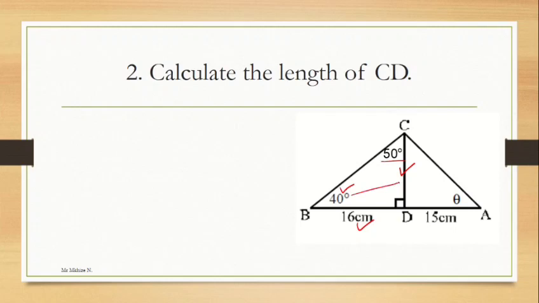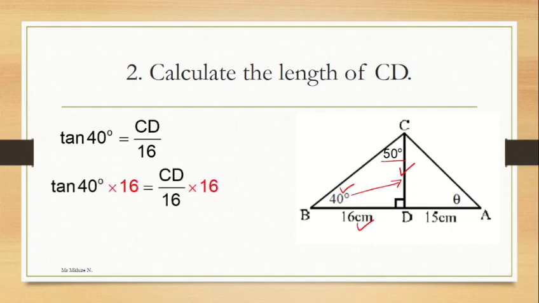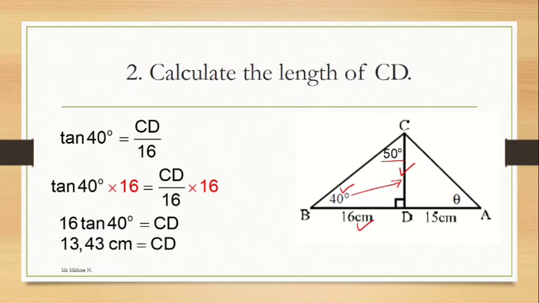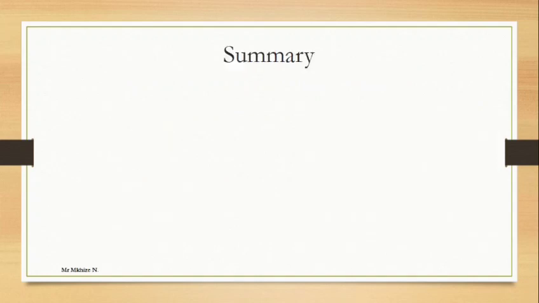So in relation to the angle, CD is opposite, and in relation to this angle, 16 is adjacent. So then we can use trig ratios and say tan 40 degrees is CD over 16. We multiply on both sides by 16. So this will be our solution, 13.43 centimeters.